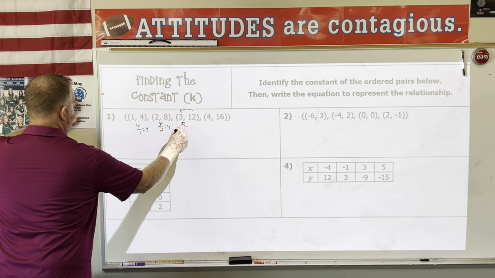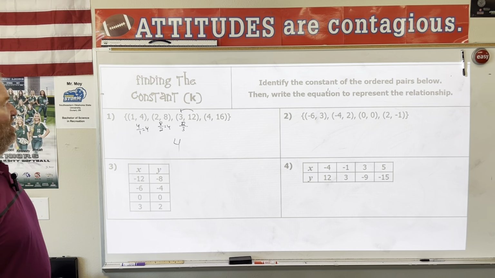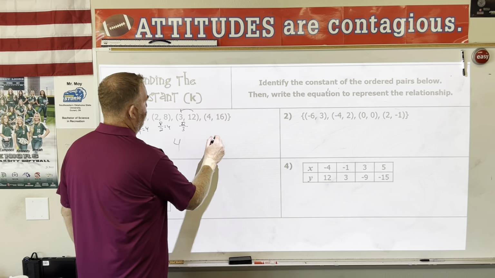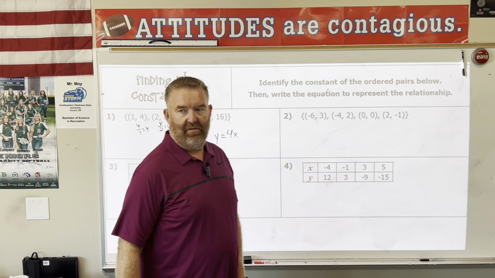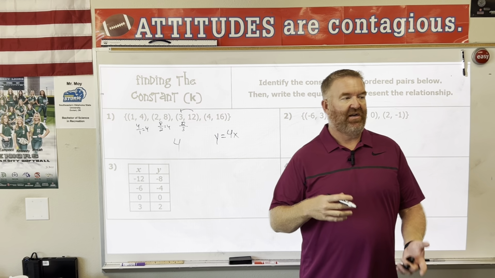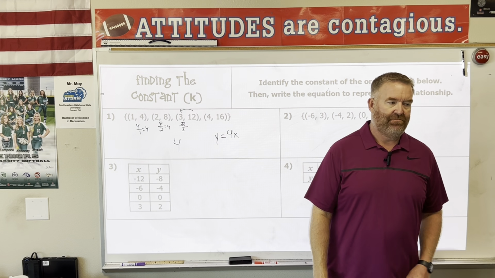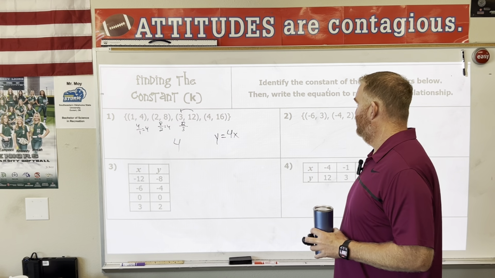So what is my constant of variation? 4. You guys do that? Identify the constant, and then write the equation. So here we go. Y equals 4x. Basically, you plug a number in for x, you multiply it times 4, that's going to give you the y every single time. Okay? It is a constant variation. It is a constant.